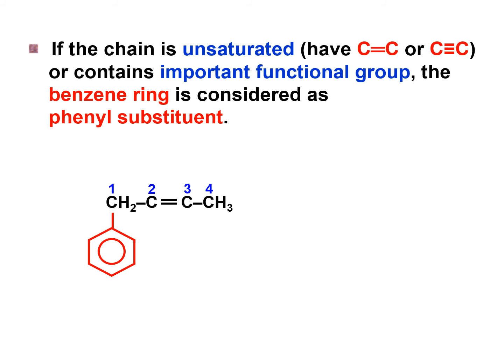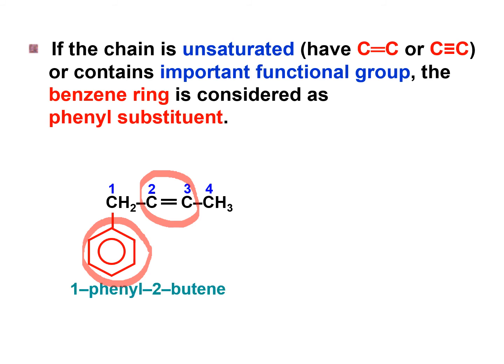If the chain is unsaturated, having a carbon double bond carbon or carbon triple bond carbon, or contains an important functional group, the benzene ring is considered as a phenyl substituent. Like the first example, we have 1, 2, 3 and 4 carbons, and we have a double bond at carbon 2 and 3. And in this case, the benzene ring becomes a substituent and we call it phenyl. So the name becomes 1-phenyl-2-butene.